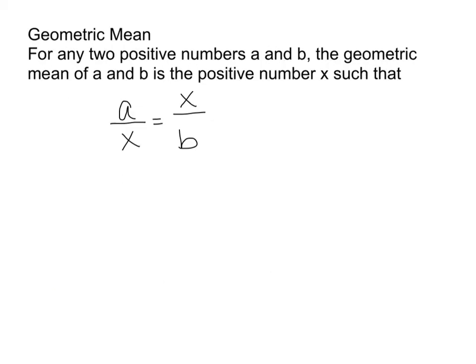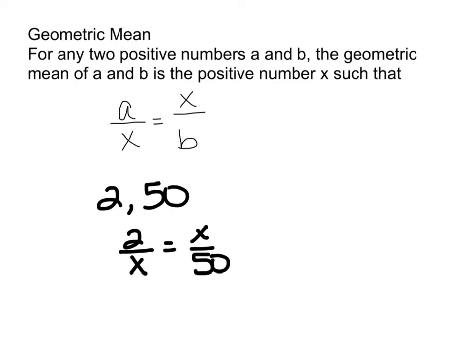In order to talk about these relationships, first we need to talk about the geometric mean. For any two positive numbers, a and b, the geometric mean of a and b is the positive number x such that a over x equals x over b. So let's say we want to find the geometric mean of the numbers 2 and 50.